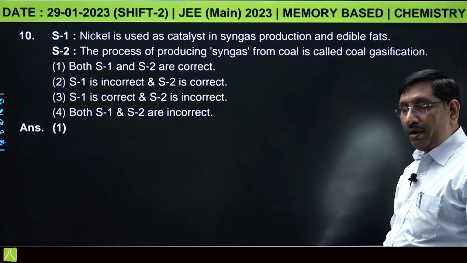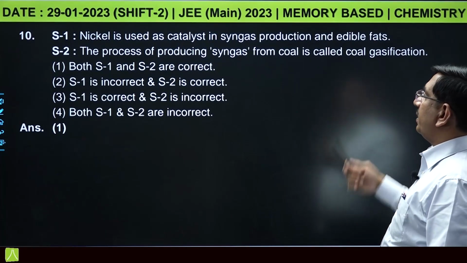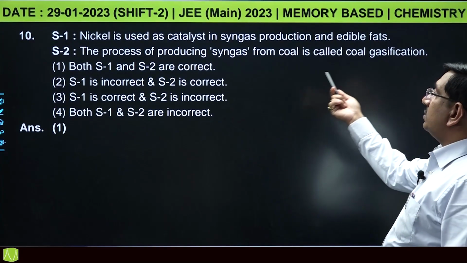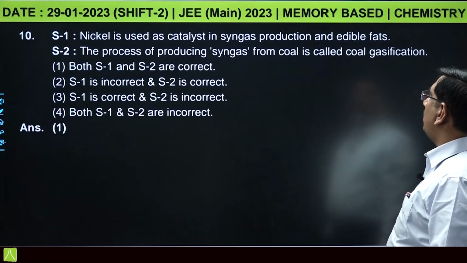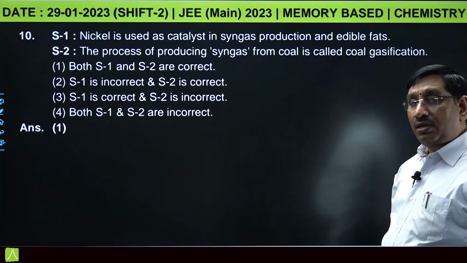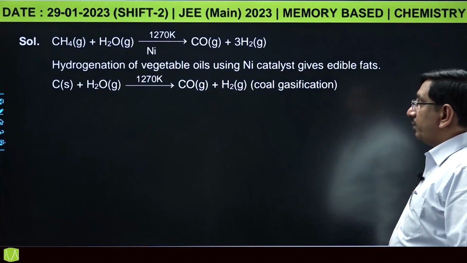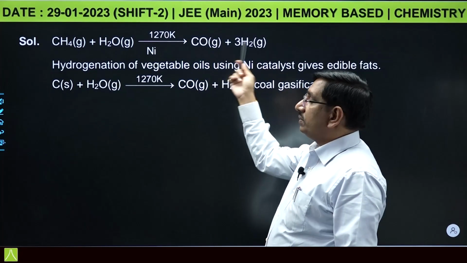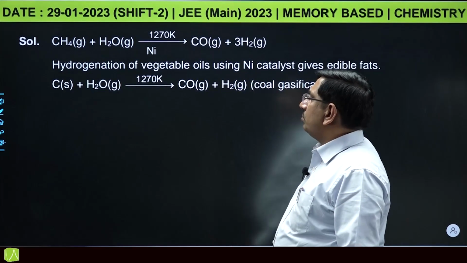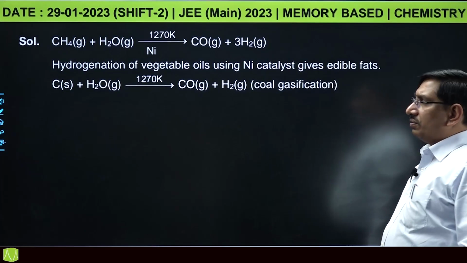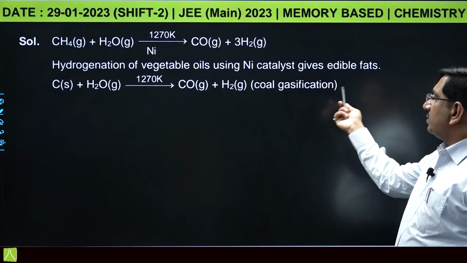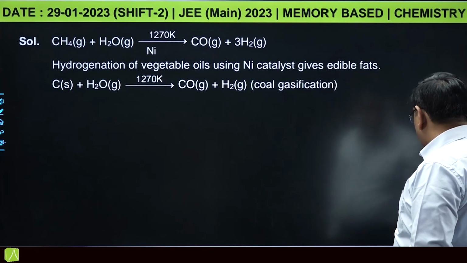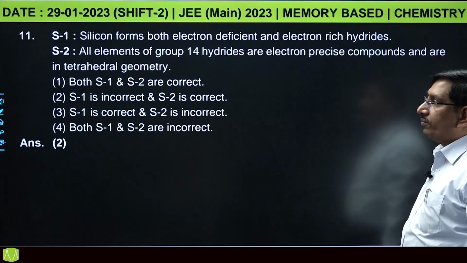This is from hydrogen. Nickel is used as catalyst in syngas production and edible fats. Yes, it is correct. The process of producing syngas from coal is called coal gasification. Yes, this is also correct. Both statements are correct. Here, nickel is used as a catalyst in the production of syngas, and hydrogenation of vegetable oils using nickel catalyst gives edible fats. And this is called the coal gasification reaction. From carbon, you are getting CO plus H2, that is syngas.